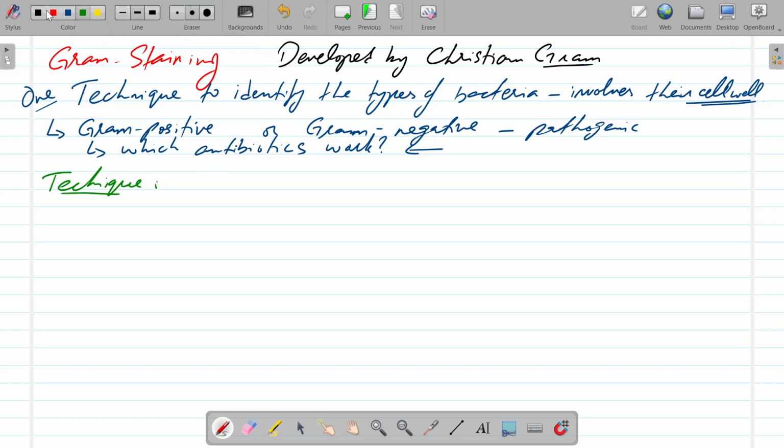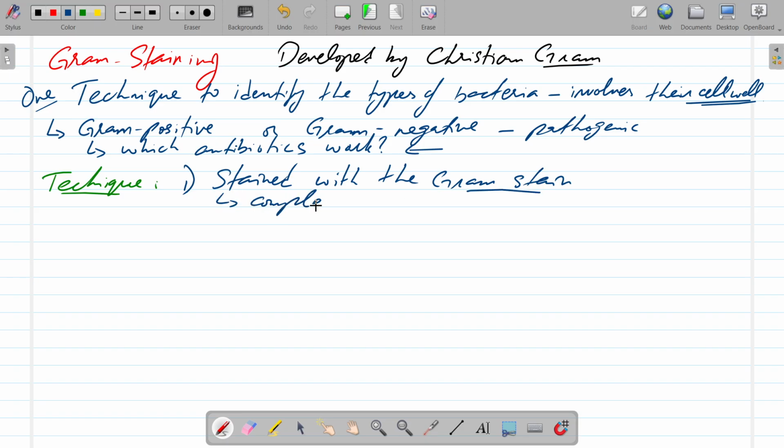The bacterial cell walls are initially stained with the gram stain. And the gram stain is a complex of crystal violet and iodine.